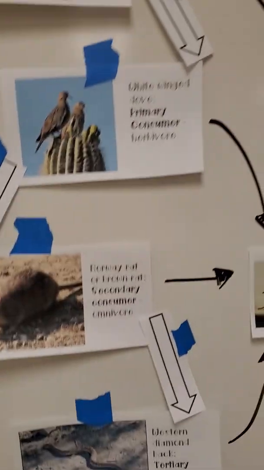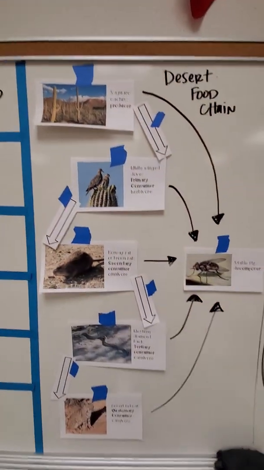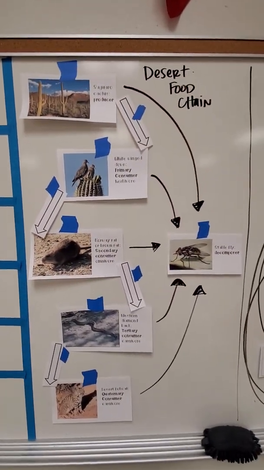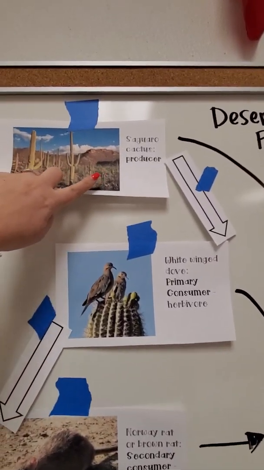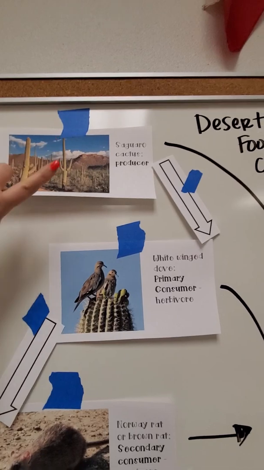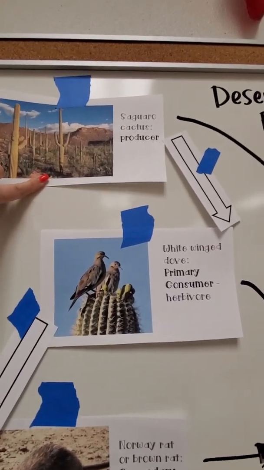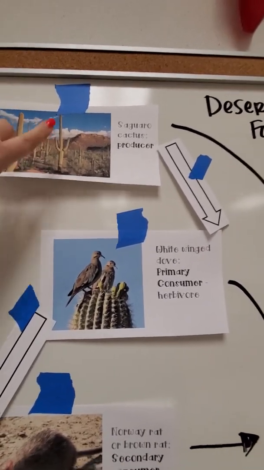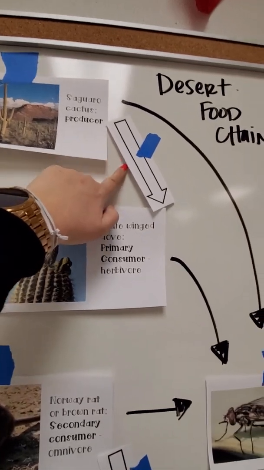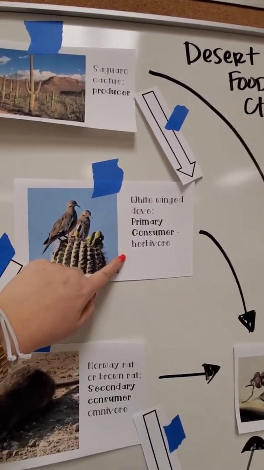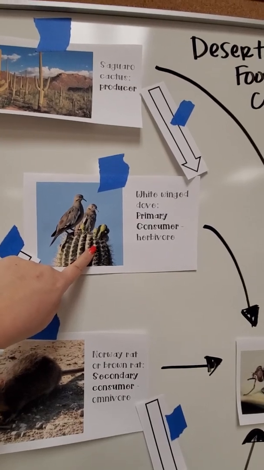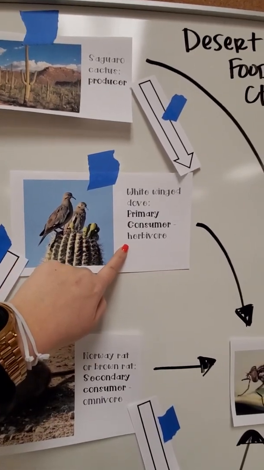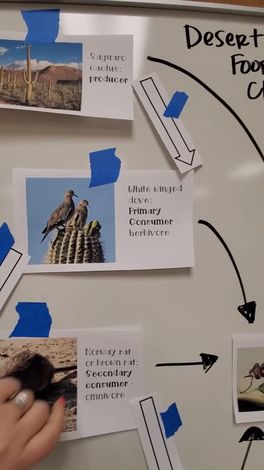So over here, let me see if I can zoom out a little bit. All right, so I did a desert food chain. My desert food chain starts up here with a saguaro cactus as a producer. I didn't just say cactus, I picked a specific type that grows there, right? Then I have my arrow that's showing my transfer of energy to my white-winged dove. This is a primary consumer that eats the flowers of the saguaro cactus. It's a primary consumer that's an herbivore. It only eats the flowers.